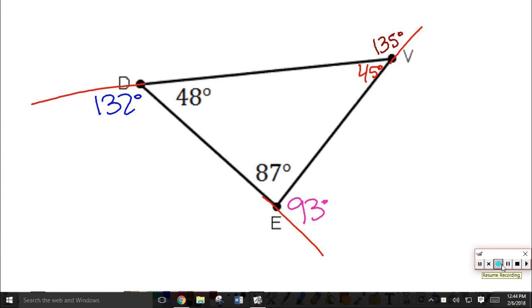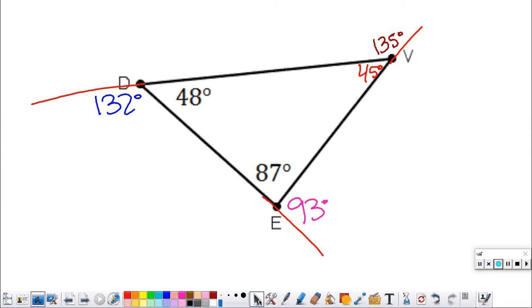Okay, so who had 93 degrees as their exterior angle? Okay, voices off, please. 93 degrees compared to, what are the 2 opposite interior angles? 48 and 45. Okay, what do you notice about 48 and 45 compared to 93? They add up to equal 93 degrees. So 48 plus 45 degrees add to equal the opposite exterior angle. Okay, does that work for the other 2 exterior angles?